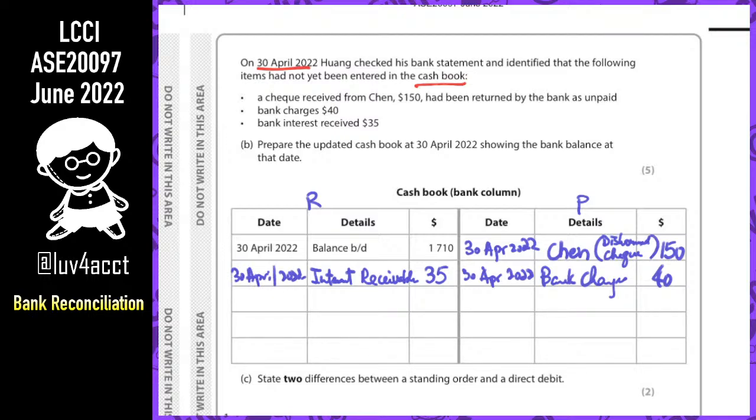So 3 items, and then we have to balance. 1710, 1540, and then we have a balance 1555, balance carry down. Sometimes you will want to save some time on writing the date.